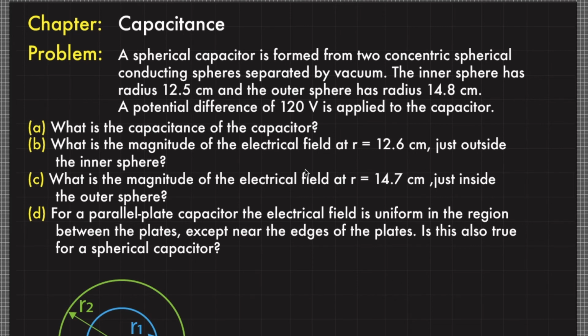What is the magnitude of the electric field at r equals 12.6 centimeters, just outside the inner sphere? What is the magnitude of the electric field at r equals 14.7 centimeters, just inside the outer sphere? And for a parallel plate capacitor, the electric field is uniform in the region between the plates, except near the edges of the plates. Is this also true for a spherical capacitor?